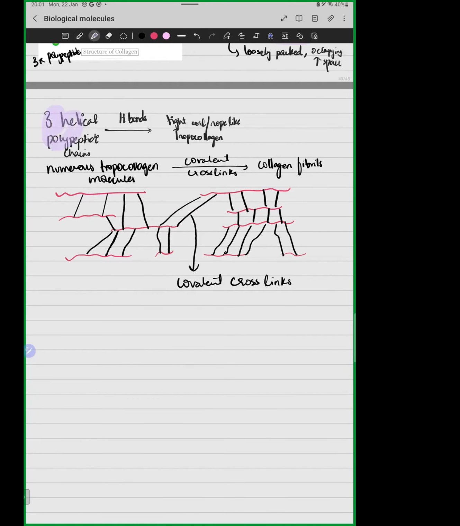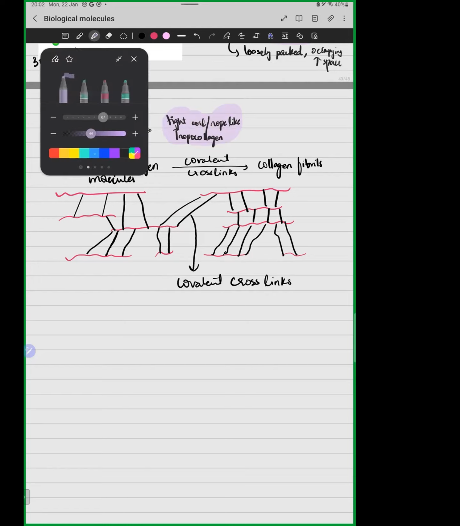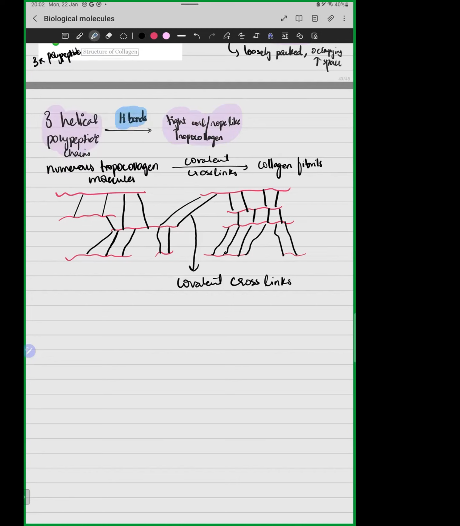We have three helical polypeptide chains. And in three helical polypeptide chains, every third amino acid is a glycine molecule, which is your smallest amino acid. The significance of having glycine as your amino acid, every third amino acid, is what? That it enables these polypeptide chains to lie close to each other, to be closely knit together, forming a tight coil of tropocollagen, and the bonding between these three helical polypeptide chains, which are forming the tropocollagen molecule, are what? They're basically your hydrogen bonds.